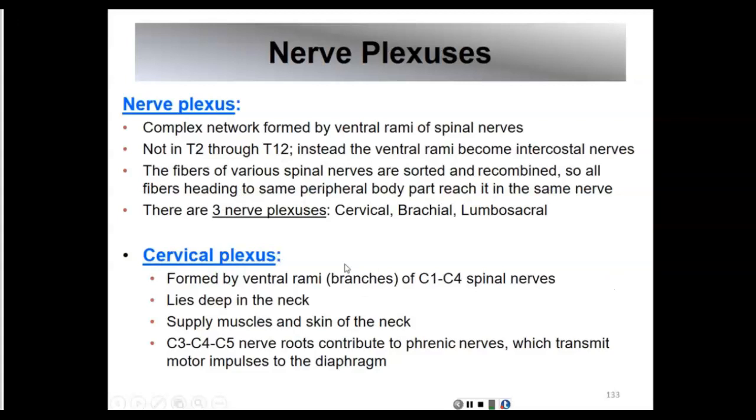Plexuses. I want you to know the 3 nerve plexuses, the names, and the general area each is in. So let's look at them. A plexus is a network of ventral rami, meaning ventral nerves of the spinal nerves. We don't have plexuses in the rib cage area, so T2 to T12. So there's 3. We have 2 up in the neck and 1 in the low back. The cervical plexus is going to be formed of C1 to C4 spinal nerves.